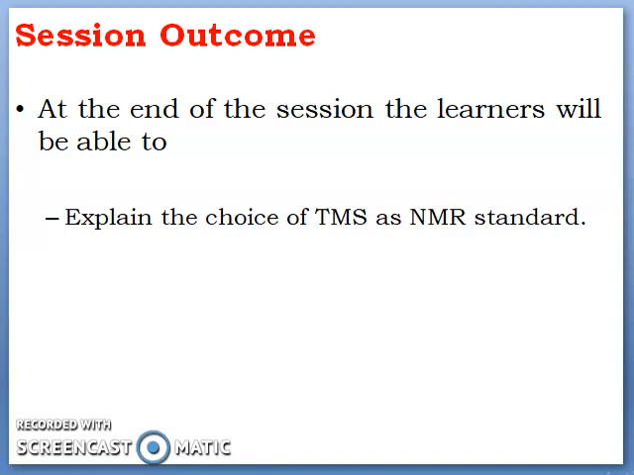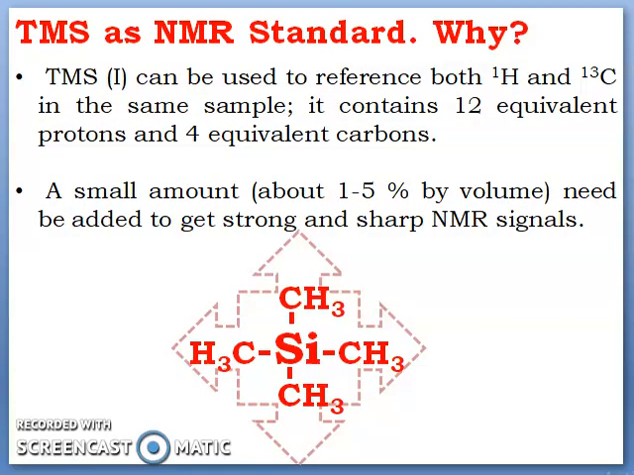We have also discussed tetramethylsilane is used as a NMR standard, but the question rises why we are using that tetramethylsilane as NMR standard. Let us see why we are using this as a NMR standard.